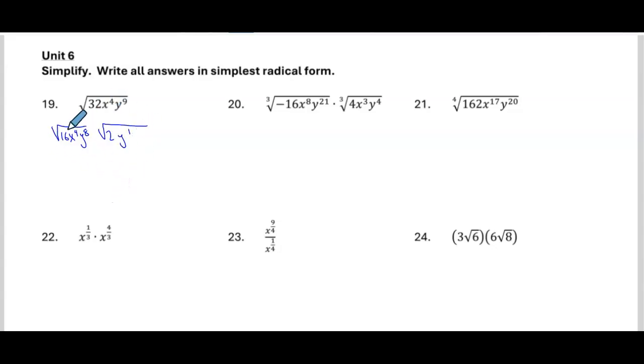So then, simplifying, square root of 16 is 4. Variables get divided by root index. 4 divided by 2, 8 divided by 2. And then we just leave the rest of this inside a root.